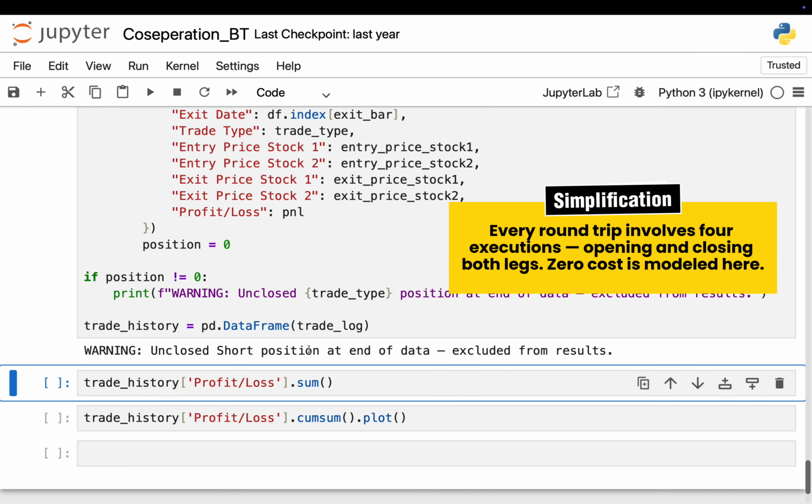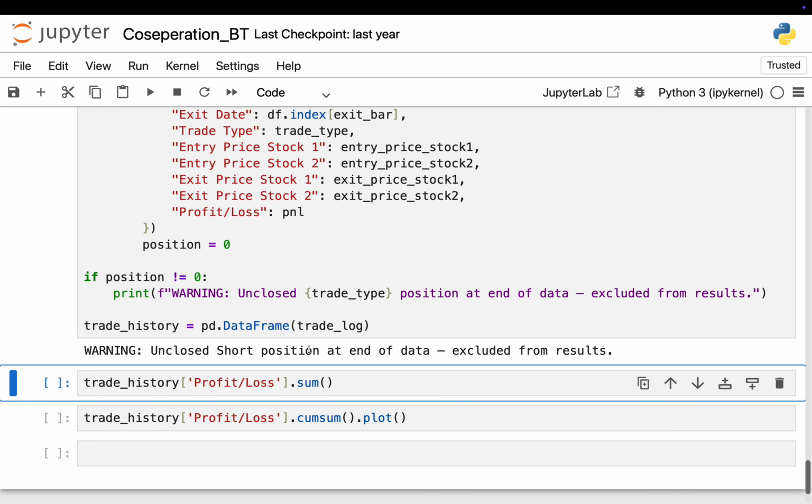Simplification: no transaction costs. Every round trip involves 4 executions, opening and closing both legs. In reality, you pay commissions and bid-ask spread on all 4. A conservative estimate is around 0.05% per leg, so 0.2% per round trip, just 0.05 times 4. On a 1K position, that's about $2 per trade, which sounds small, but becomes material if you account for, let's say, 80 trades.